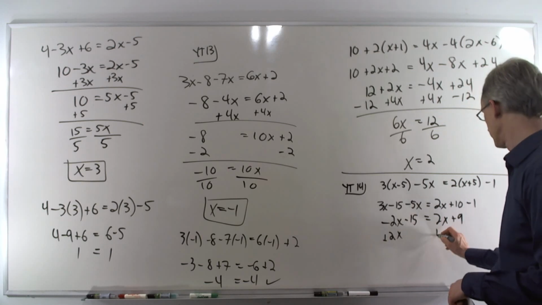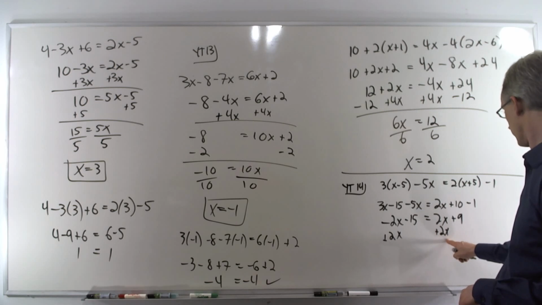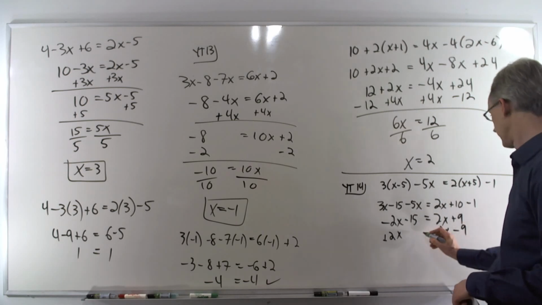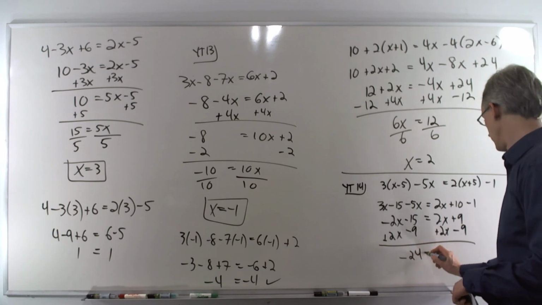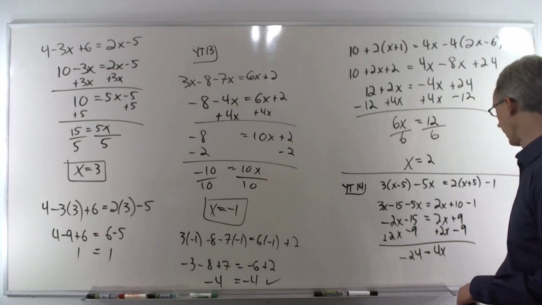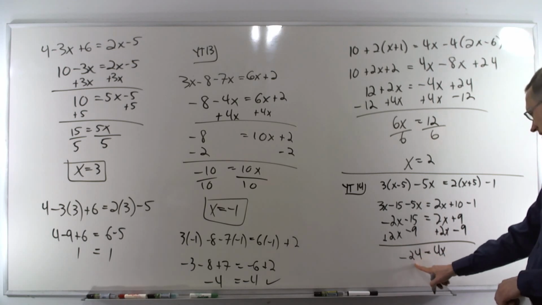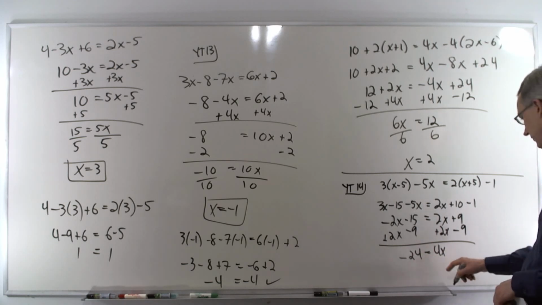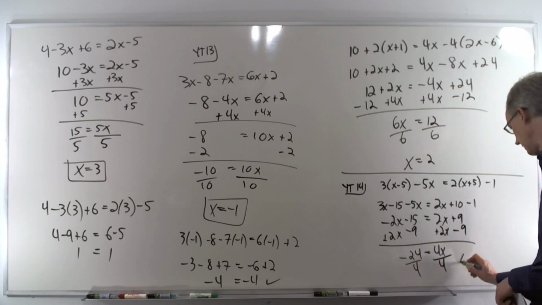I'm going to add 2x to both sides. That's going to bring all the x's to the right. Subtract 9. And we get negative 24 equals 4x. All right, now we're down to all the numbers on the left, all the variables on the right, so we'll divide by that coefficient and get x equals negative 6.